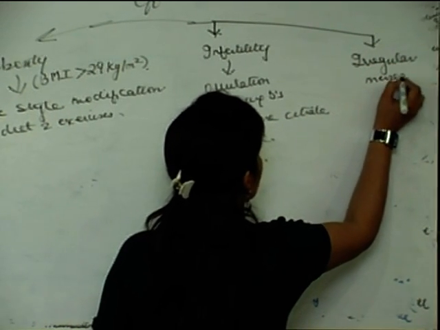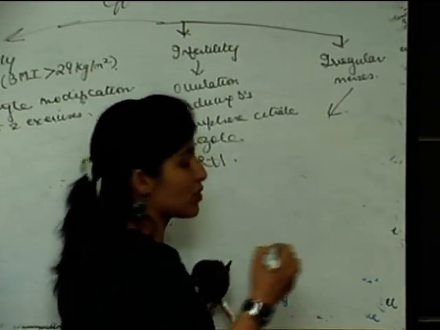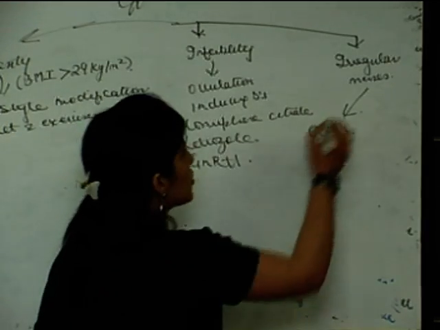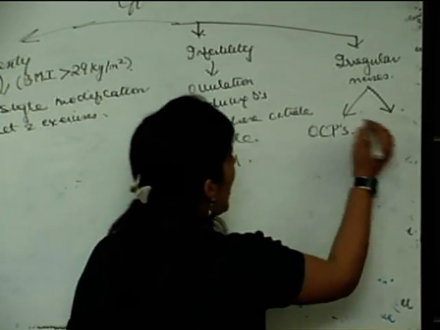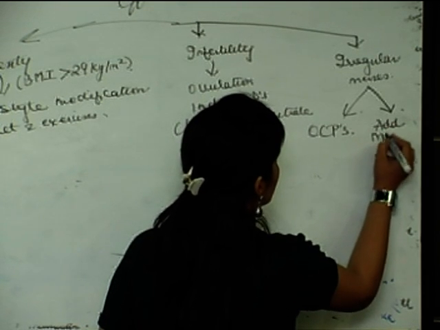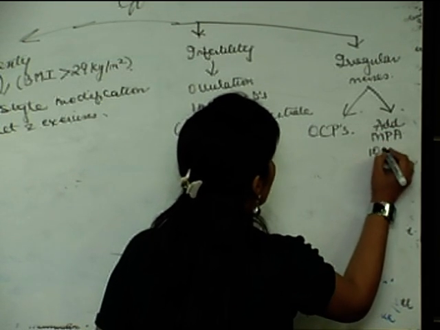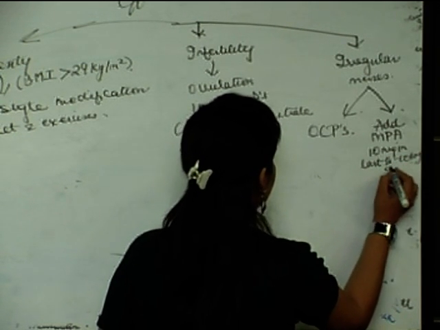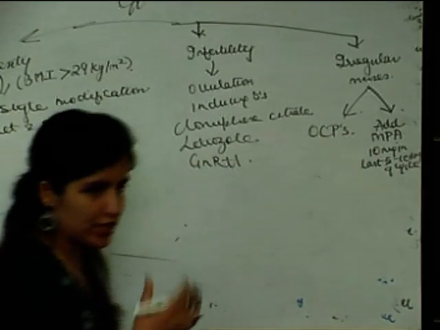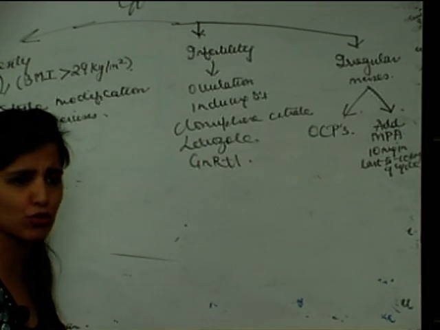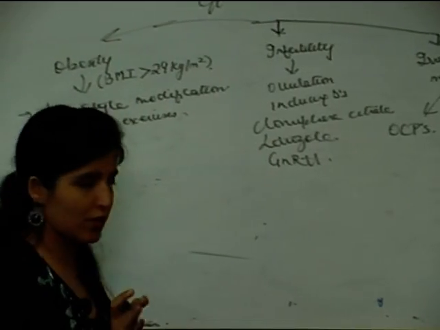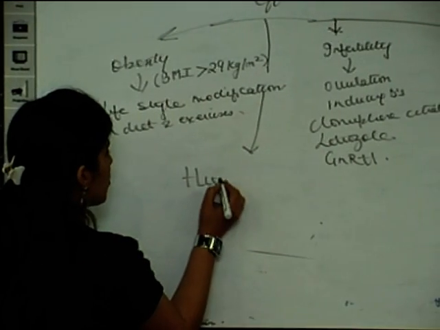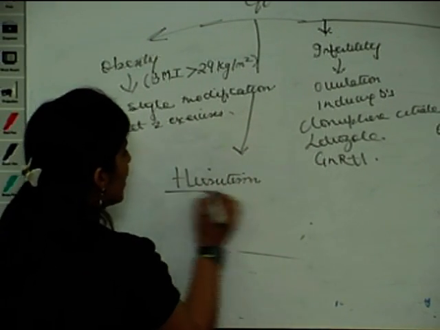Now, when a patient comes to us because of irregular menses, we can either give her OCPs for 21 days, or what we can do is we can add progesterone, medroxyprogesterone acetate 10 milligrams in the last 5 to 10 days of her cycle. Either of the things can be done, because the problem here is they have less of progesterone, so it can be treated this way.